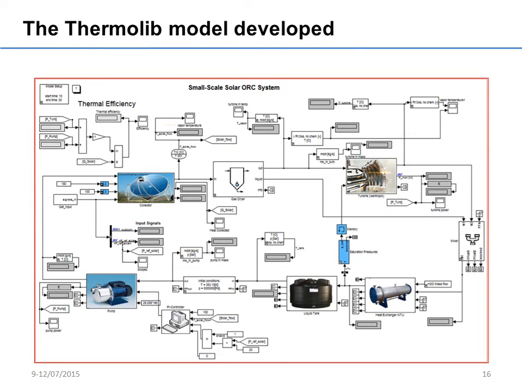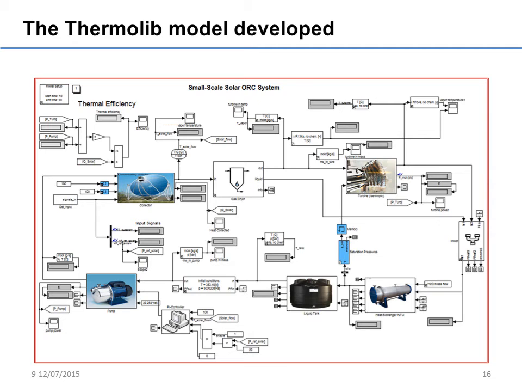The Thermolib model developed. As mentioned earlier, the Thermolib toolbox is used to simulate the solar organic Rankine cycle power system, which works under the MATLAB environment. Thermolib has a friendly user interface. As can be seen, the Thermolib model shows the components in the form of blocks. Each block represents a component in the real cycle.